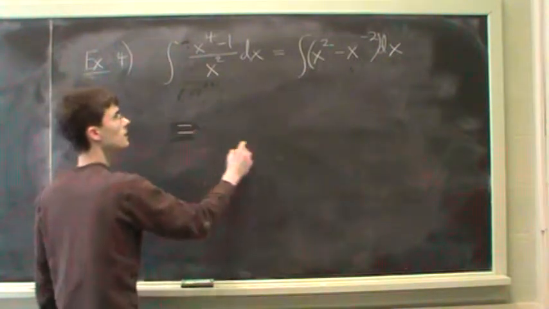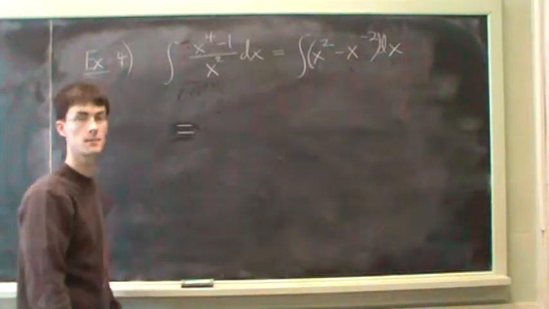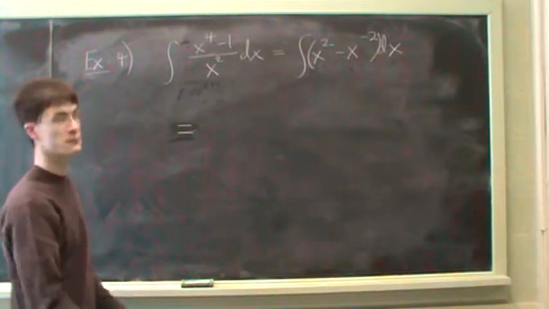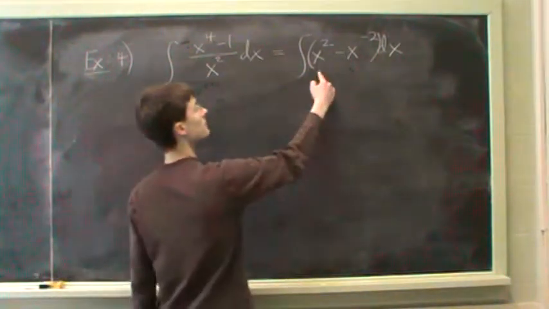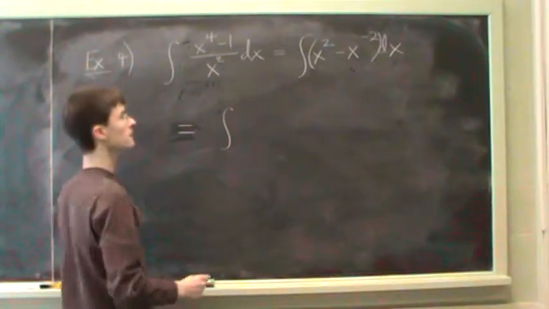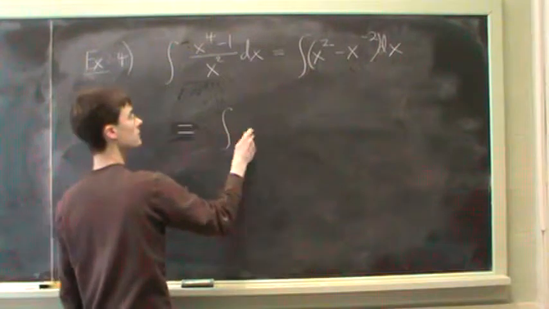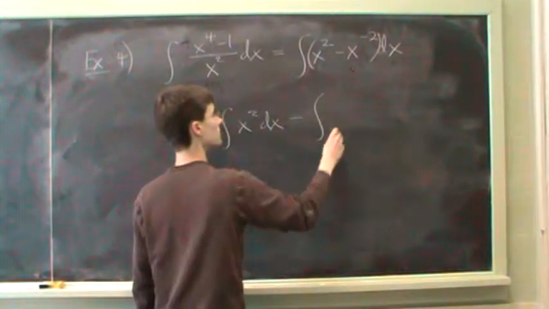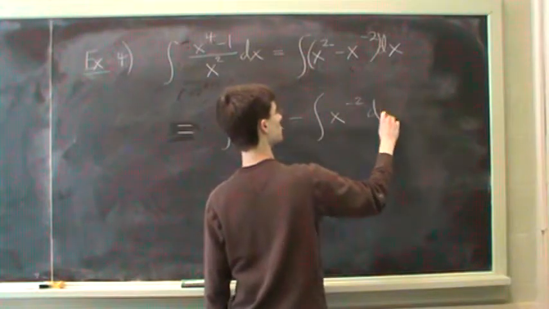So, just as before, we have a sum or difference of things. In this case, we have a difference. And we can simplify our problem by breaking it up into smaller parts. So the difference rule tells us that this will be the integral of x squared dx minus the integral of x to the negative 2 dx.